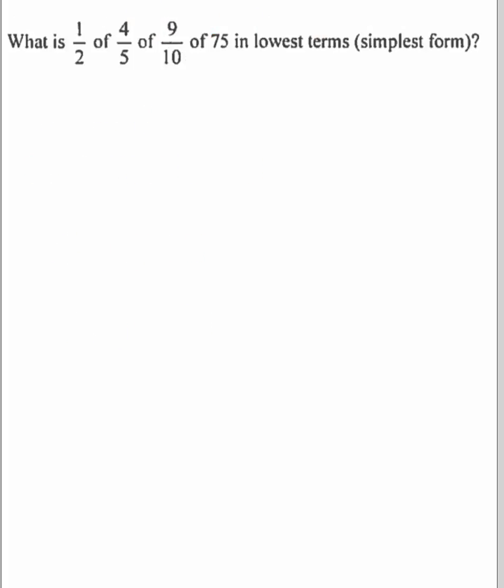This next question, especially if you're in grade 5, you're at a bit of a disadvantage because you haven't learned much with fractions. The word of just means to multiply. So basically this is saying take a half times 4/5 times 9/10 times 75, or you can write it as 75 over 1 and multiply that.